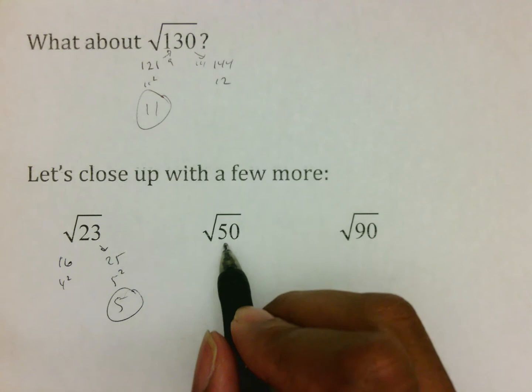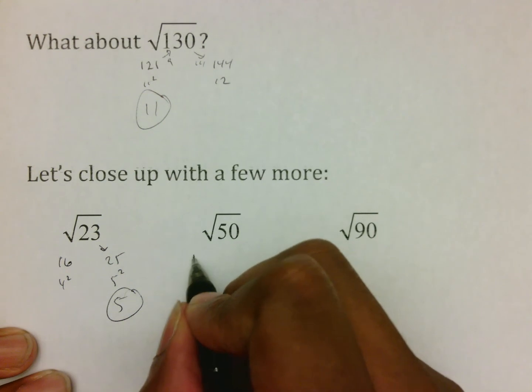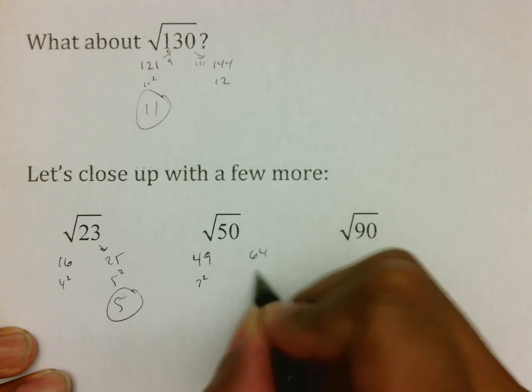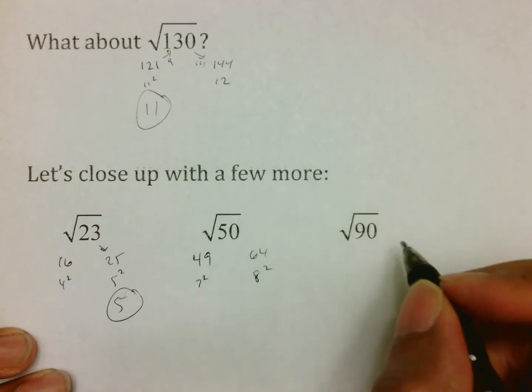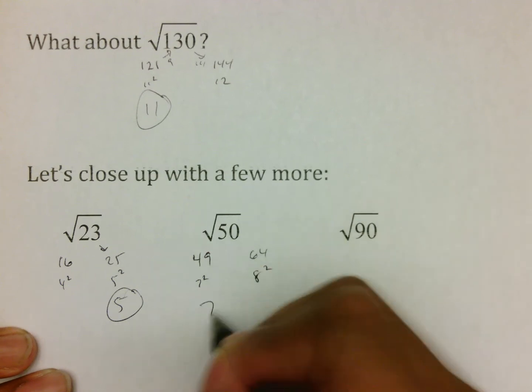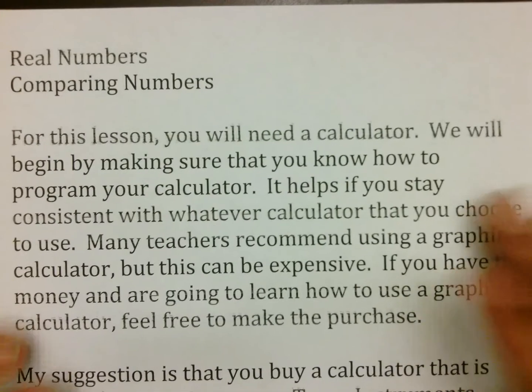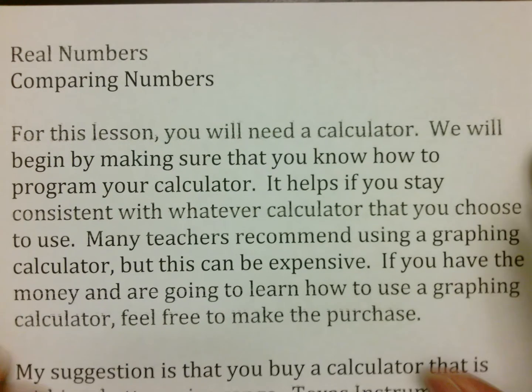50. The number that comes to mind for 50 that's really close is 49, because that's 7 squared. And then 8 squared is 64. Well, obviously 50 is closer to 49, so I would say that it's about 7. Not really worried about that one there, because really what we're about to get into is what this section of information is about.